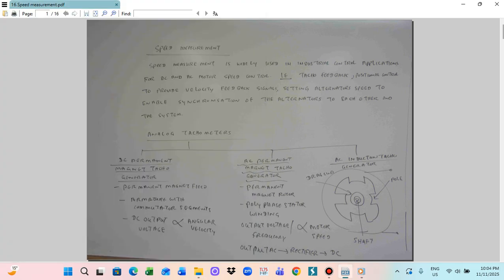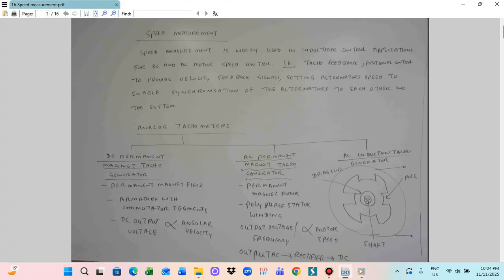Now today's lesson is speed measurement. Speed measurement is widely used in industrial control applications, followed by AC and DC motor speed control. One speed control method is to use a tachometer. The tachometer is on the same shaft: the motor shaft is coupled with the tachometer generator. The tachometer produces an output proportional to the speed, and this is how we control the speed.